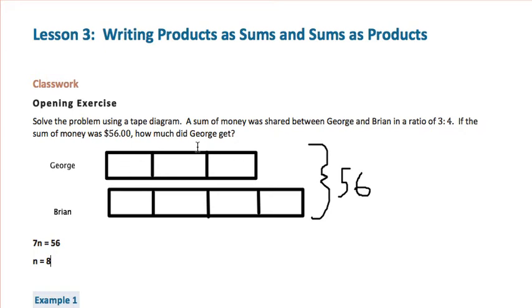But that's not how much George got. George got 8 times 3. So the answer to our question, George got 8 times 3, $24. So we have to make sure after we set up and solve our equation that we actually solve the problem that they asked as well, which is not always just the answer to the equation.